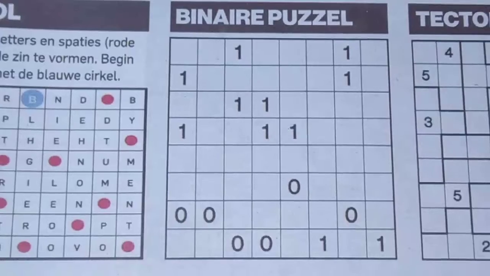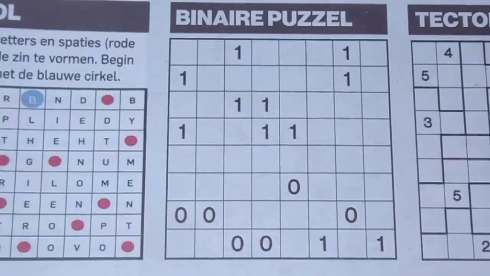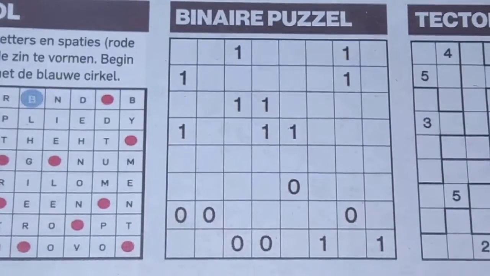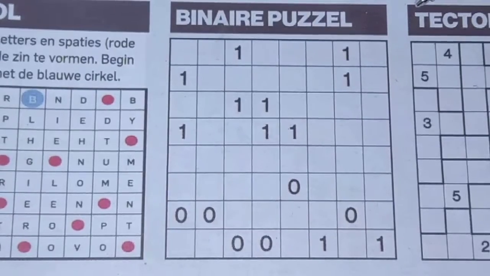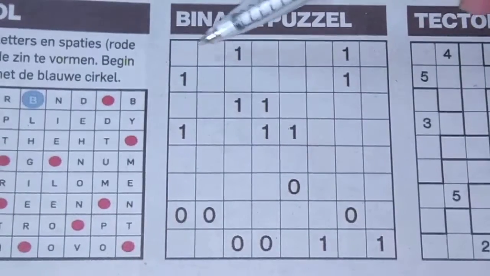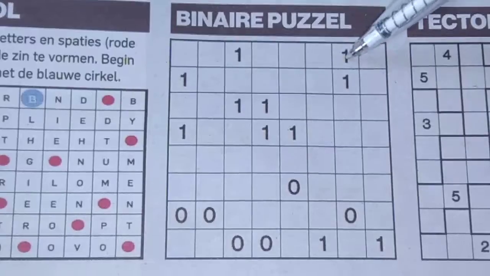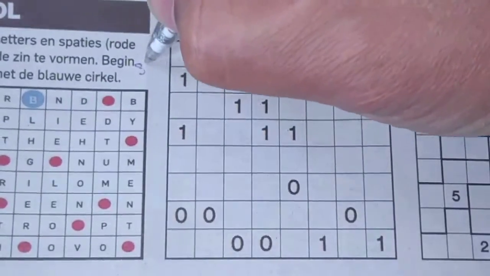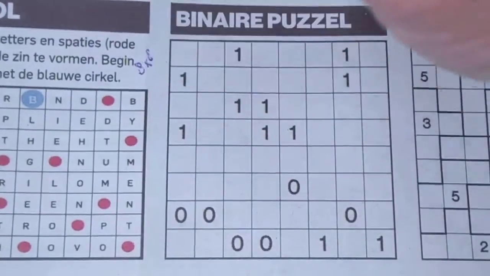So let's get started with the binary puzzle. But first, what kind of binary puzzle is this? Let me count. 1, 2, 3, 4, 5, 6, 7, 8. It's an 8 by 8 binary puzzle.